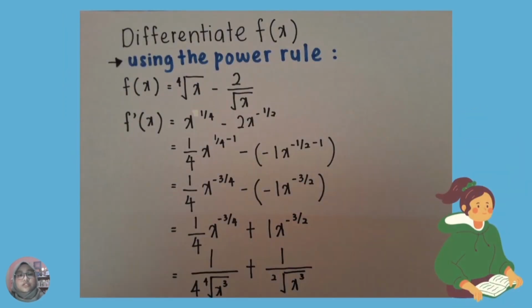Step 3, we need to differentiate f(x) just using the power rule. In the power rule, we just do two things. First, take the power to the front and the power minus 1. To make it easier, just change the roots into powers. So x to the power of 1 over 4 minus 2x to the power of negative 1 over 2. As I say, just take the power to the front and minus 1. So we got 1 over 4 x to the power of negative 3 over 4 plus 1 x to the power of negative 3 over 2. To make it look proper, just change the powers back into roots and we got this answer.